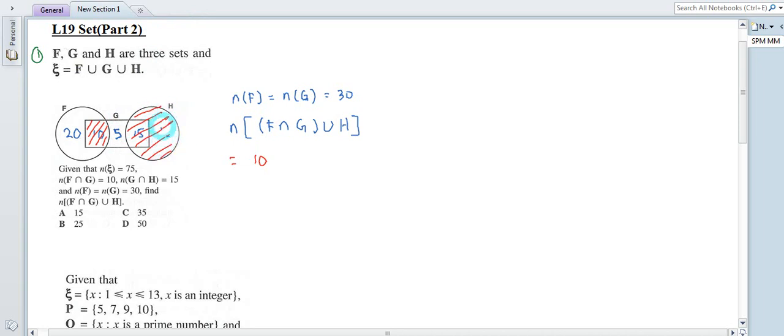Okay, so we need to calculate the number of elements for this part. So how to calculate this one is actually very easy. So total is 75. Total is 75. We just take 75.